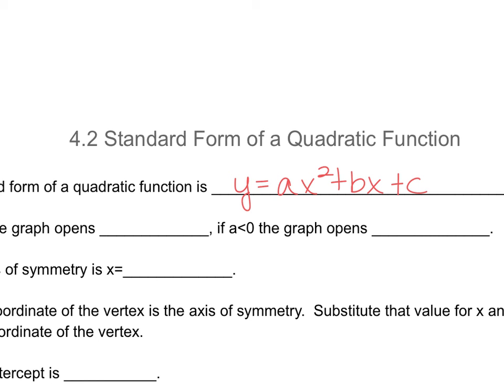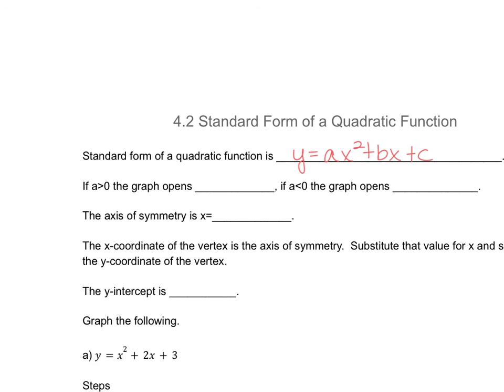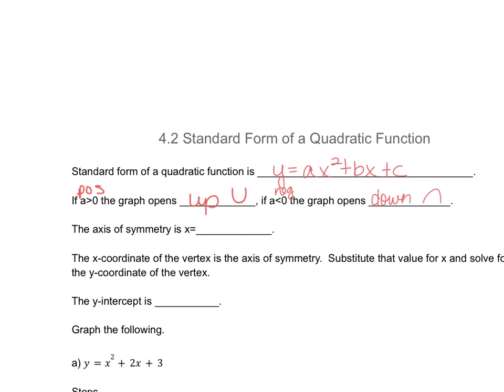So that's the form that you've seen these quadratics in the previous unit. If your a is greater than 0, aka it is a positive number, the graph opens up, so it'll be like a happy face parabola. And if a is less than 0, so it's negative, then the graph opens down, and it'll be a sad face parabola.